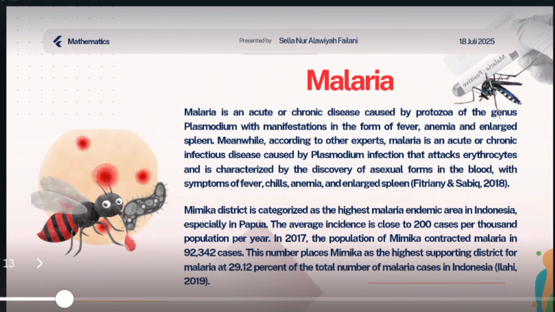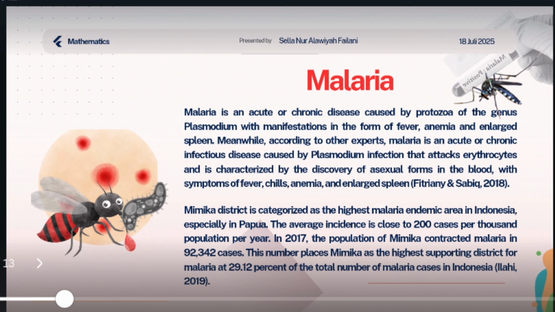Malaria is an acute or chronic disease caused by protozoa of the genus Plasmodium with manifestations in the form of fever, anemia, and enlarged spleen. Meanwhile, according to other experts, malaria is an acute or chronic infectious disease caused by Plasmodium infection that attacks erythrocytes and is characterized by the discovery of asexual forms in the blood, with symptoms of fever, chills, anemia, and enlarged spleen. Mimika district is categorized as the highest malaria endemic area in Indonesia, especially in Papua.